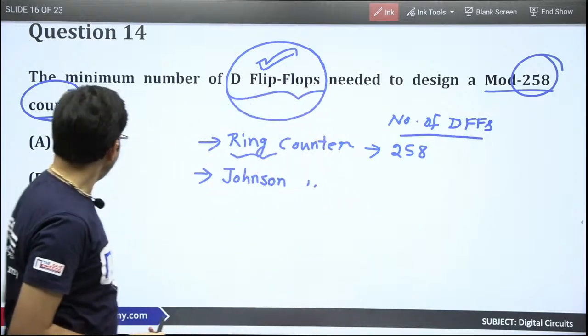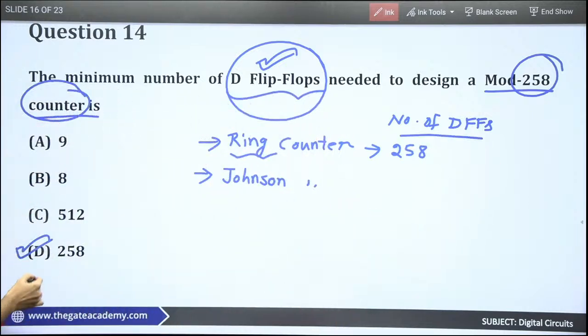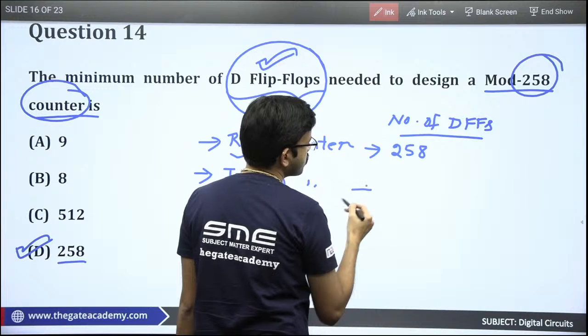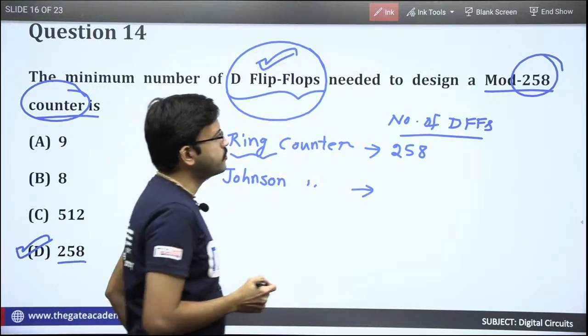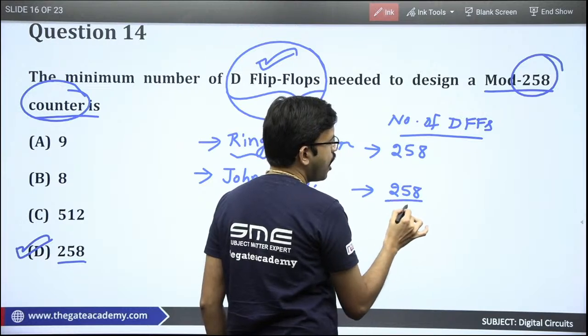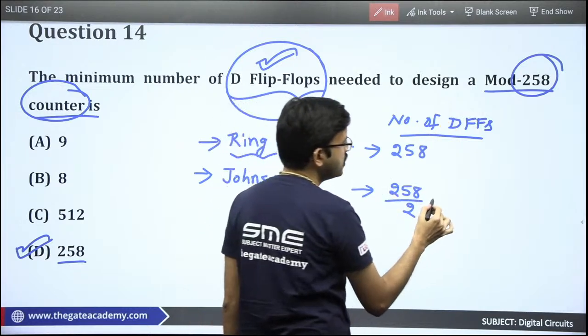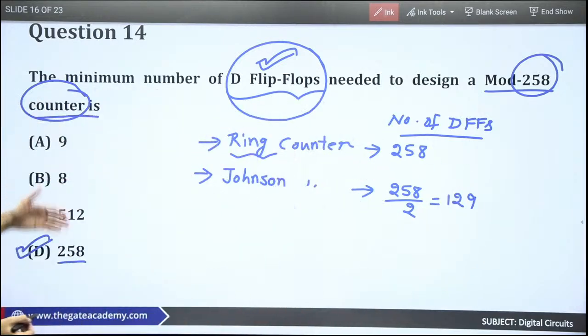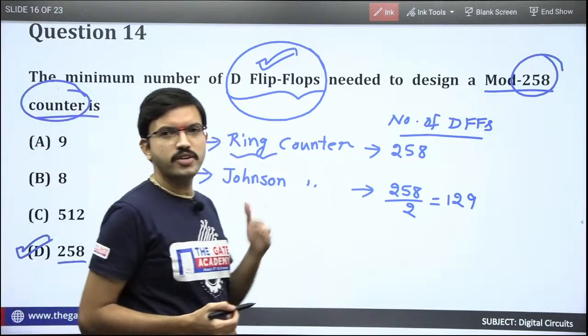If you observe among the choices, here we are having 258. So obviously that will be the correct one. See, in the Johnson counter, just carefully observe, you will get the number of flip-flops as half of the total number of states. So that means here you will get 129. In the given choices, you don't have 129. If you were having 129, obviously that would be the correct one.